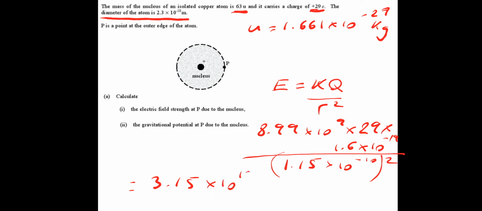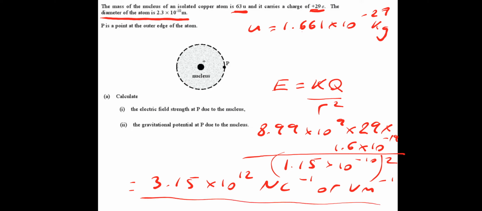We need to be careful because we've got the diameter of the atom. So 2.3 times 10 to the minus 10, we need to halve that to get the radius. So that would be 1.15 times 10 to the minus 10, squared. And if we pop that in our calculator, we'll get 3.15 times 10 to the power 12 newtons per coulomb, or volts per meter.